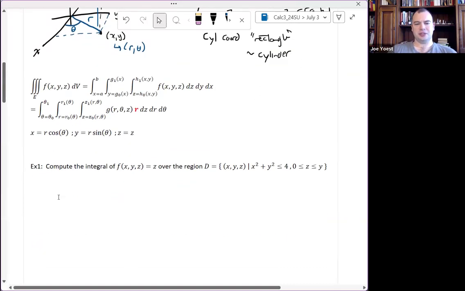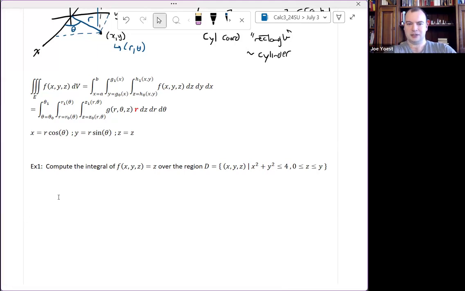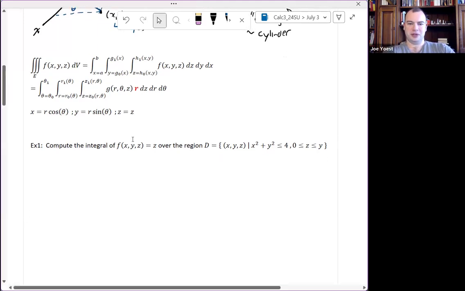Okay, so let's use this idea to compute a couple of integrals. So for example, one, we want to compute the integral of the function f of x, y, z equals z over this region D. D is the three-dimensional space where x squared plus y squared is less than or equal to 4. So that's a cylinder. And where z is between 0 and y.